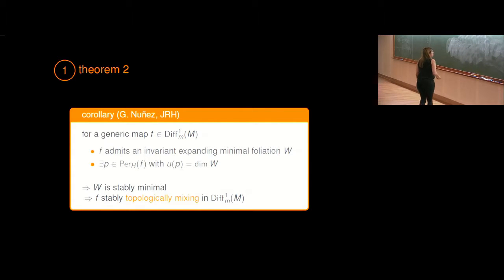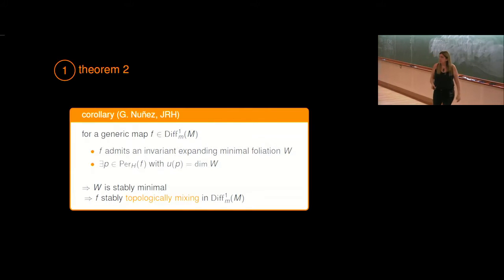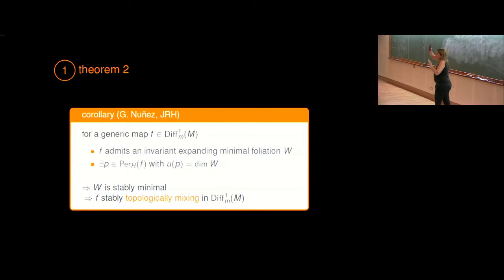This foliation, it's like an unstable foliation. Each leaf is C1, but they vary Hölder. Okay, it's the integral of an expanding bundle.